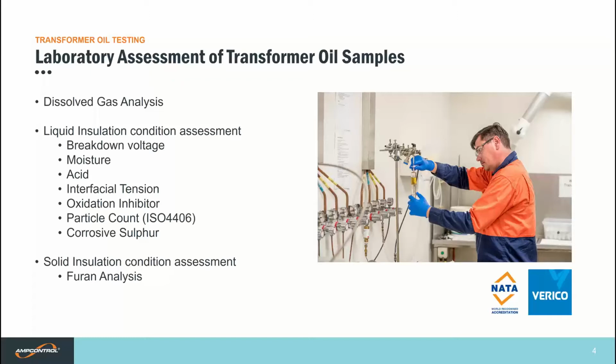And we extract the gases from the oil, and in the lab, we separate the gases using a gas chromatography system. And the photo shown on the right shows part of this process at our lab, which is called Verico. It's also in Newcastle. So let's quickly look at the other tests we can apply to assess the condition of the liquid insulation.